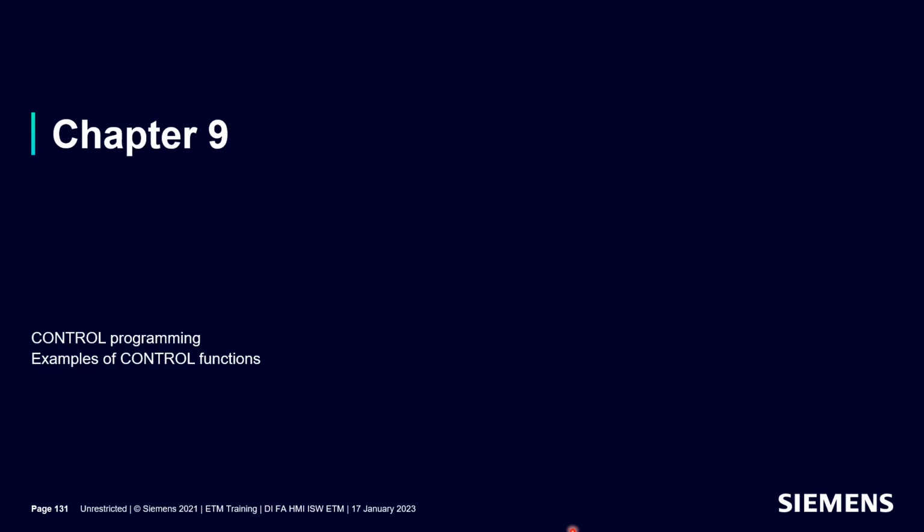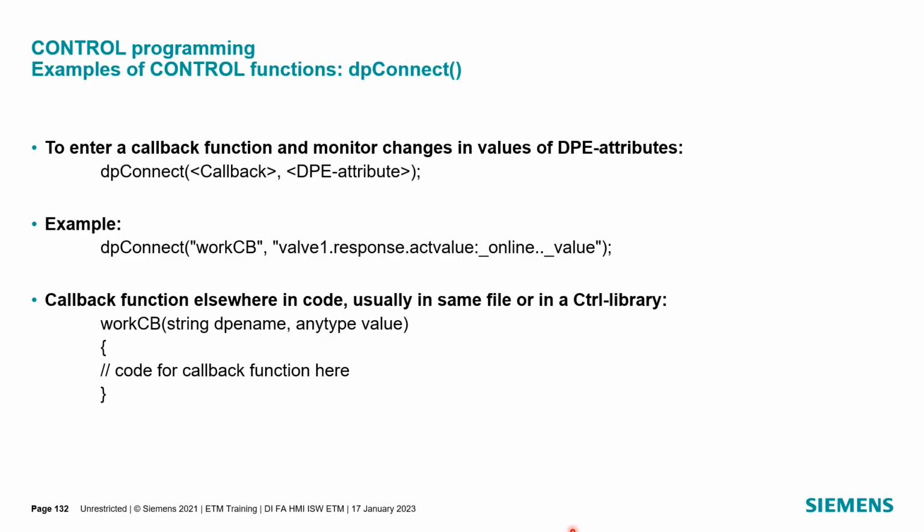And now let's talk about the first 5 control functions which are available in WinCC OA, and that are more or less the most important ones. So the first is the dpConnect, as mentioned before. With the dpConnect, we can establish a listener or a subscription to a data point element. In detail, it is a data point element attribute, like the original value.